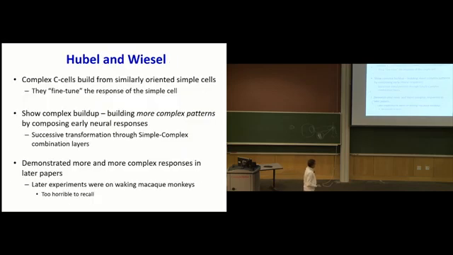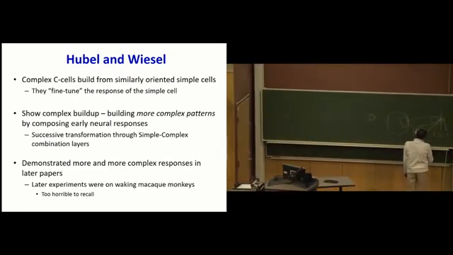So they have this very nice structure. Complex cells build up their responses from similarly oriented simple cells, and they also found that there are layers of response. You had simple cells which were cleaned up by complex cells, then you had more simple cells looking at the response of the previous complex cells, and those were cleaned up by complex cells, and so on.